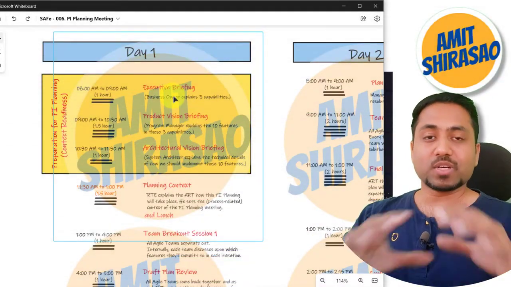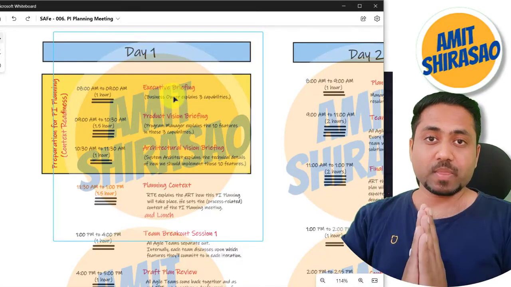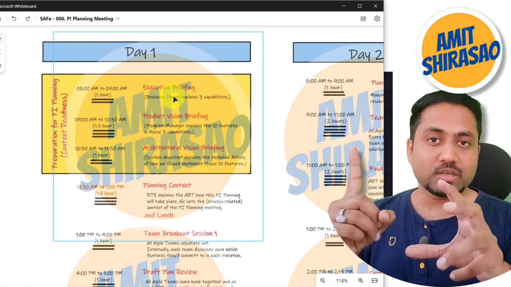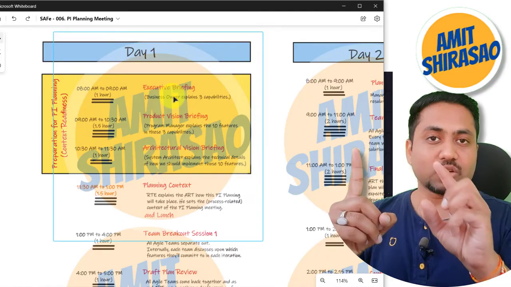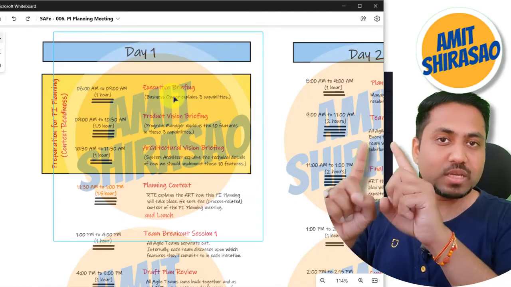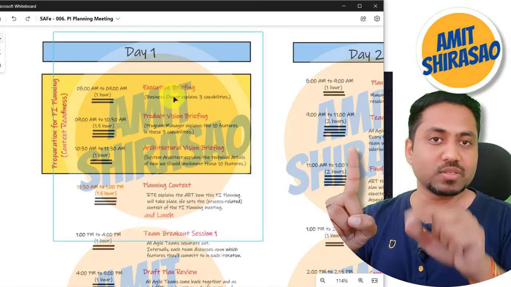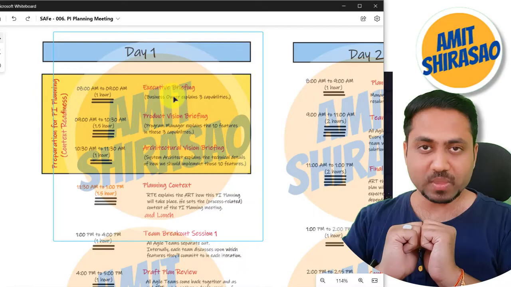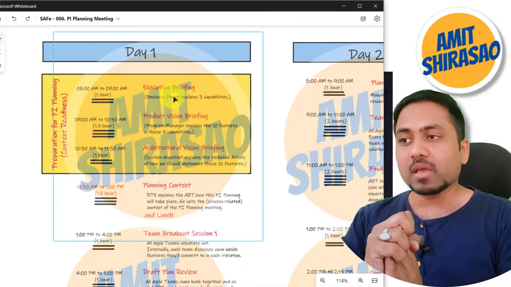Let us say that in this particular PI, we are going to work upon 10 features. The first 5 features belong to capability number 1, the next 3 features belong to capability number 2, and the next 2 features belong to capability number 3. So there are 3 capabilities: 1, 2 and 3. The first capability has 5 features, the second has 3 features, the third has 2 features. So in total we are working on 10 features. That is how we are planning this particular PI.